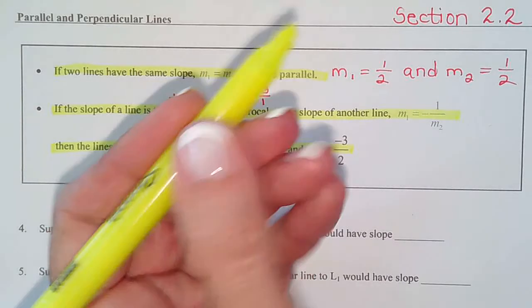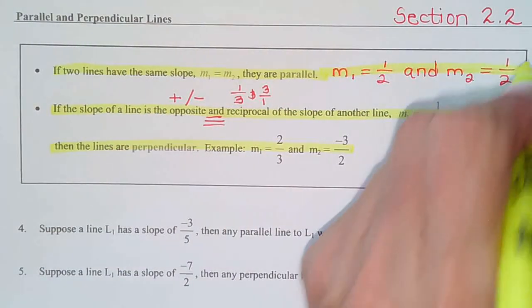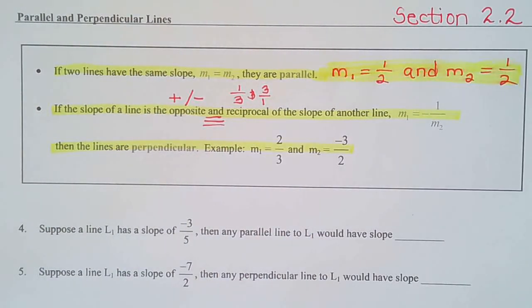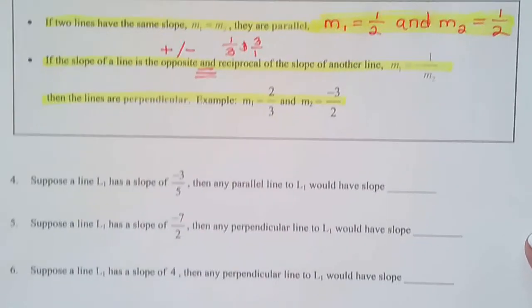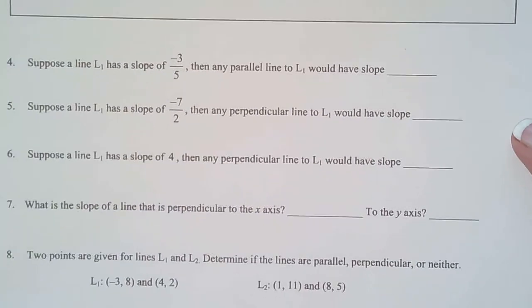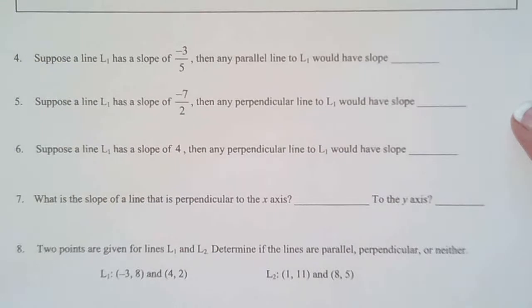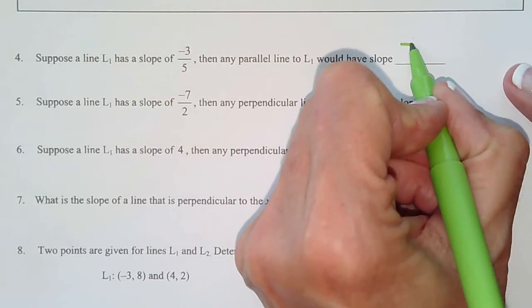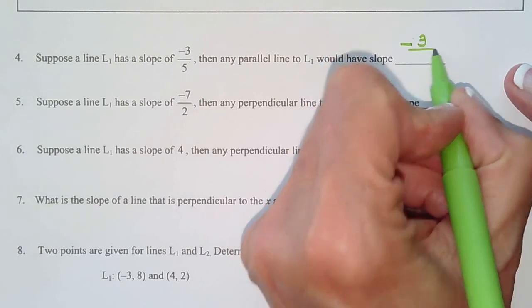So I'll go ahead and write this in so we have an example for each one. Suppose a line L1, so we're calling that line 1, has a slope of -3/5. Then any line parallel to that would also have a slope of -3/5.